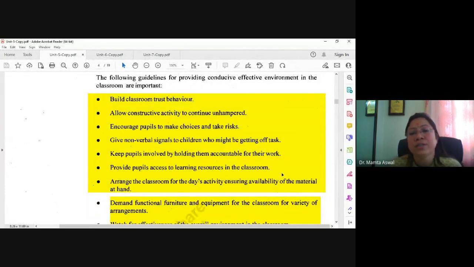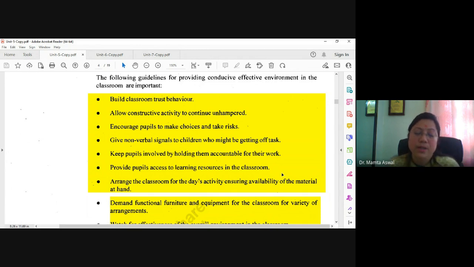There is a teacher and there is a child. There are two people inside the classroom, or maybe three if you make it a triangle. The third part are the peers. If you can make a square, the fourth part are the facilities inside the classroom.